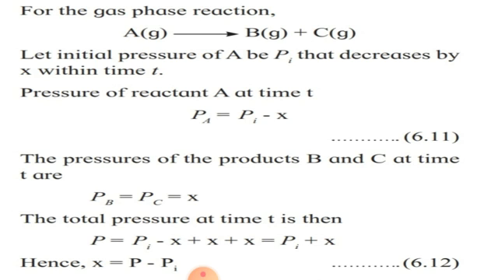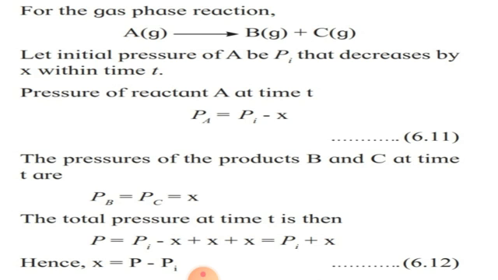your reactant and product will be in the gaseous state. A is your reactant, which is in the gaseous state, which reacts and gets converted into the products B and C. The two products are in the gaseous state. Let the initial pressure of A, meaning your reactant, be Pi.